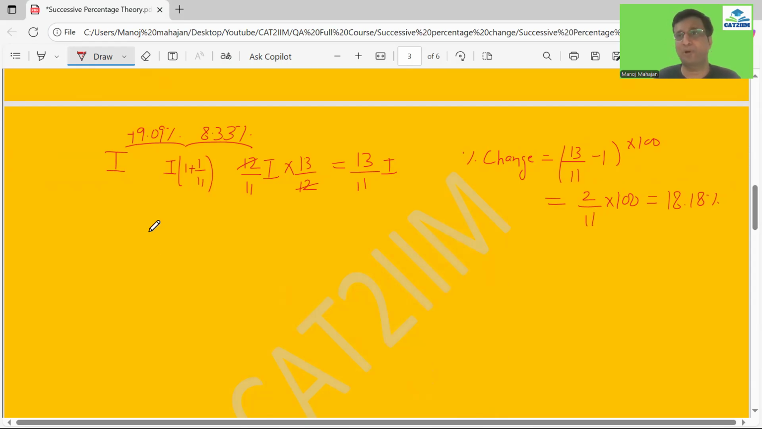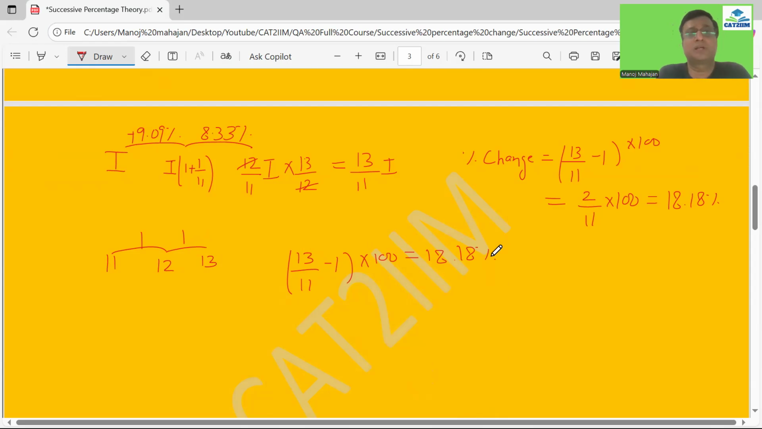Or you could have used triplets also. What is 9.09? 1 upon 11. So let me use 11 as the initial value. One increase, I'll get 12. Now 8.33 is 1 upon 12, so there is no need to pick another number. On 12 itself, you can calculate 1 upon 12 easily. One more, and the value becomes 13. So final is 13, initial is 11, and you get the same percentage change as we got with the previous method.